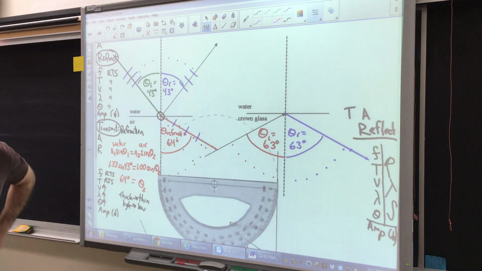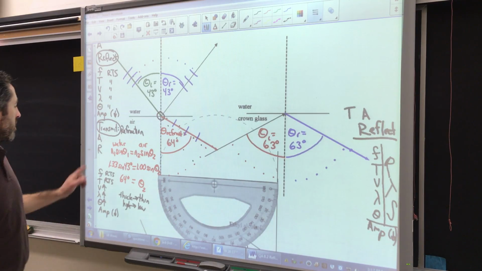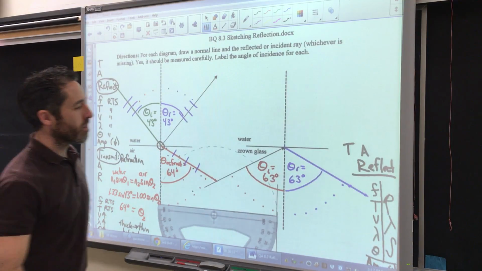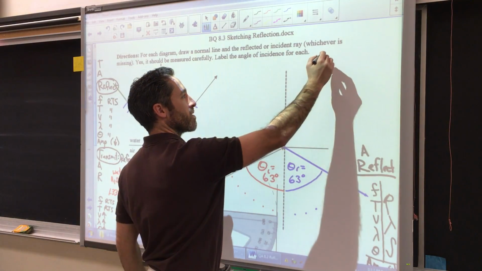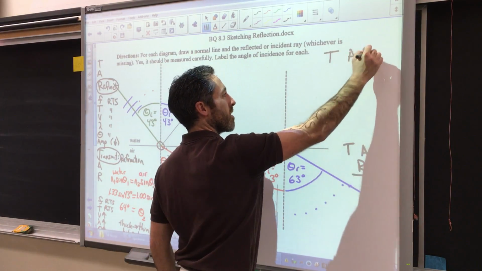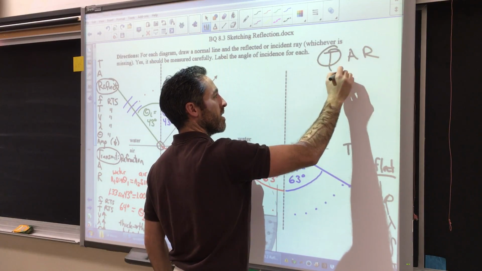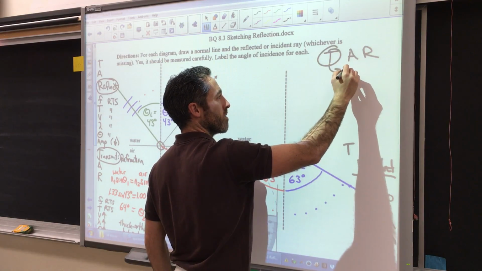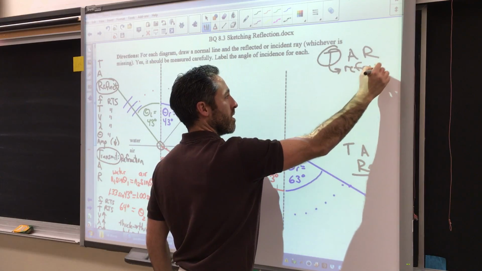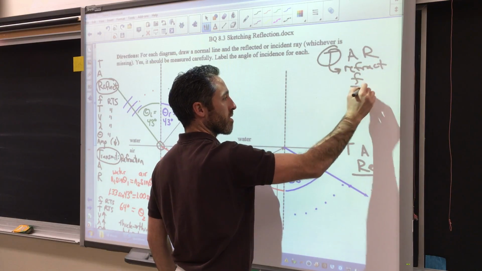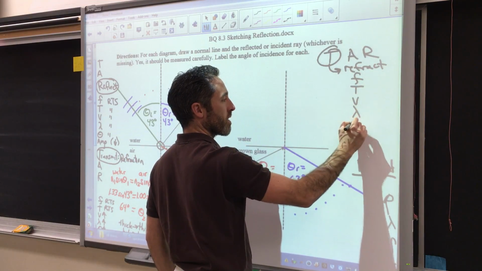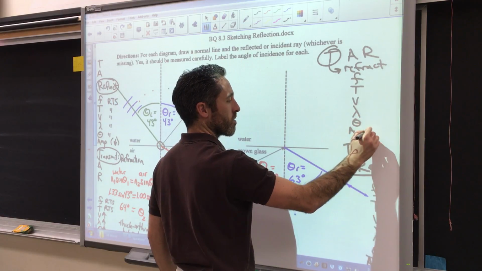Okay, now we're going to try to go from crown glass to water. Now this was set up for reflection. Let's see if it works for refraction. Maybe, maybe not. I got 90 degrees for my refraction. Well, let's check it out. So if we're going to check out what happens up here, now we're going to look at the TAR. Now we're going to focus on the transmit. And the transmission to a new medium is what we call refraction. And so there are certain things we should know immediately. Frequency, period, speed, wavelength, angle, amplitude.